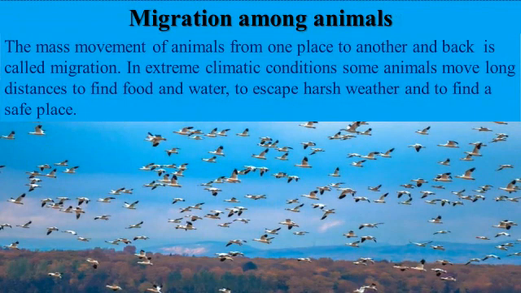Now let's move on to the next topic, that is migration among animals. You might have seen a lot of birds flying together. The mass movement of animals from one place to another and back is called migration. In extreme climatic conditions, some animals move long distances to find food and water, to escape harsh weather, and to find a safe place. So this sort of mass movement of animals from one place to another and back is called migration.